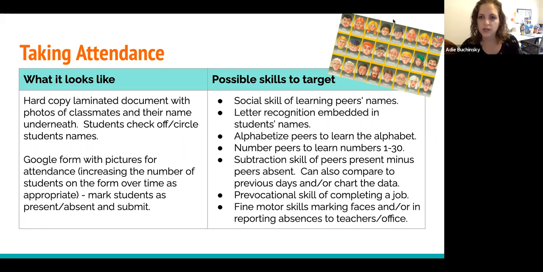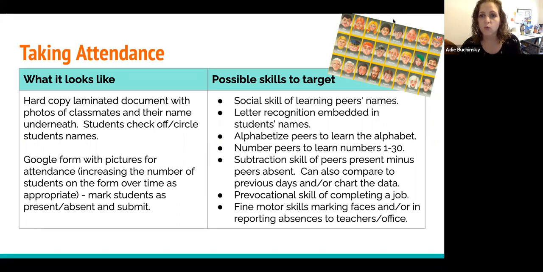So one strategy we could implement is having the student the responsible party for taking attendance. That could look like providing the student a hard copy attendance document with photos of their peers printed on it, and students might check off who is present or absent. They might circle students' names. There might be a word present or absent that they need to select depending on the student's needs and goals. Or this could take a digital format where the student's submitting a Google form with pictures of the students and they're checking off who is present or who is not.